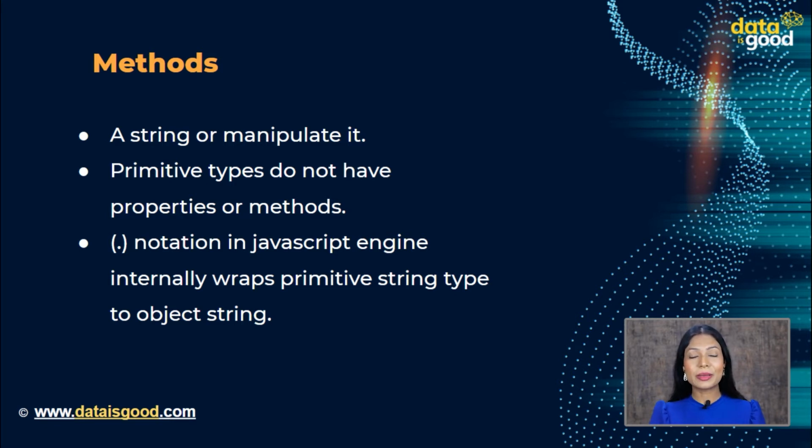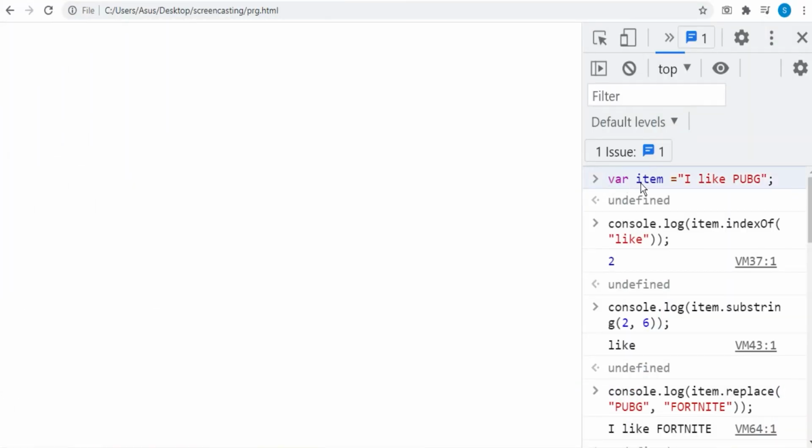Okay, now it's time for some interesting examples. Let us take a string and apply some methods on it. Variable item equal to "I like PUBG". Index of. console.log item.indexOf("like"), output 2. Basically, the indexOf method gives us the index position of a certain piece of data in the parentheses. JavaScript counts the index from 0. 0 is the first position, 1 is the second, and so on.